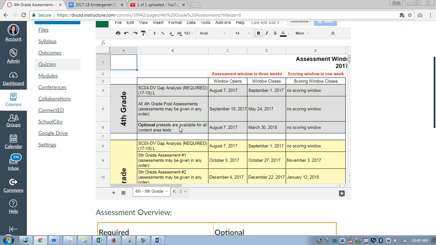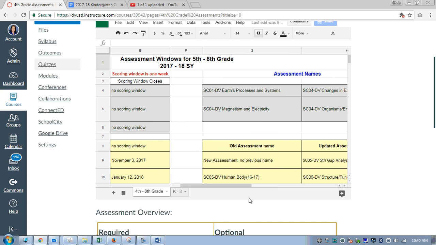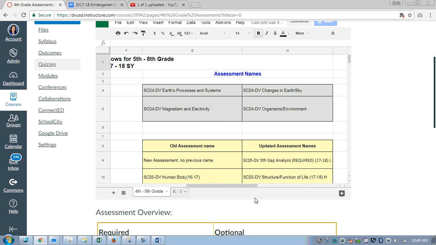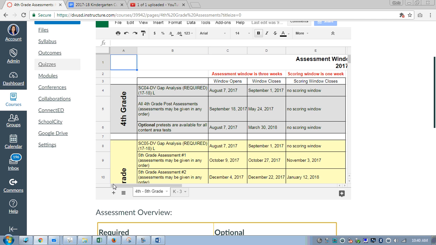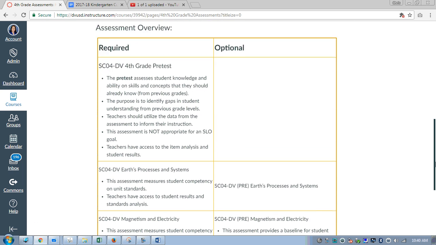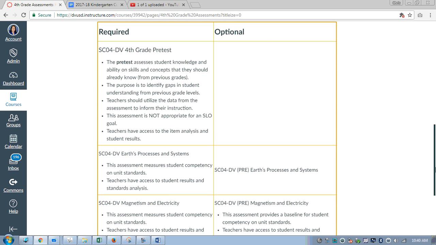Pretests are still available. They're optional, and they're in all the 4 content area tests that go along with the 4 kits. Last year we did change the titles of the assessments to match up more closely with the standards as opposed to the name of the kit itself. And so these are the different assessment names that you would be looking for. Down below here you have some rationale about the different tests.